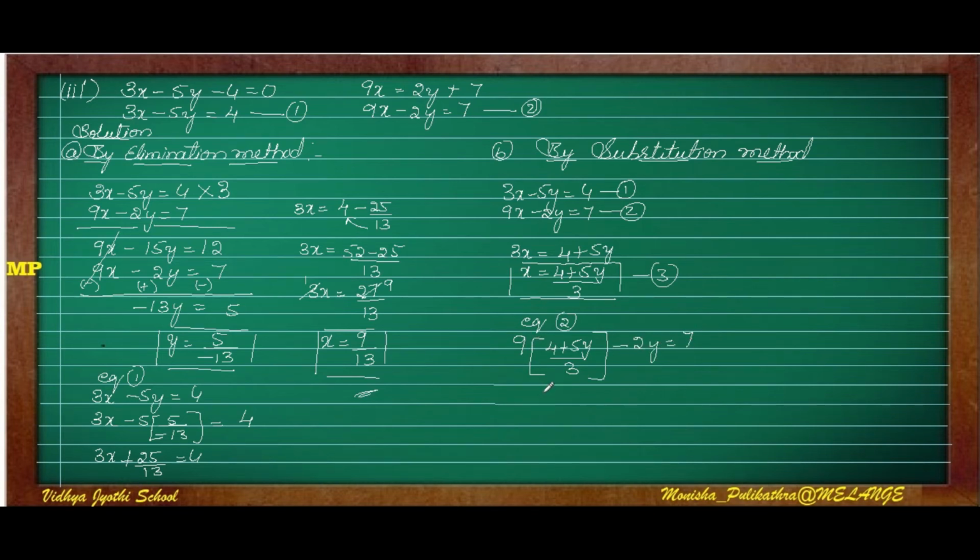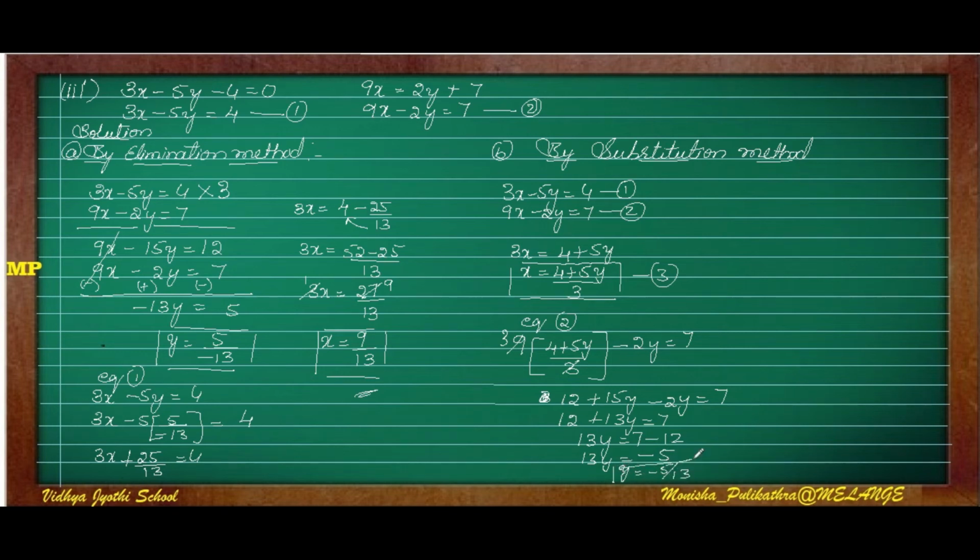So 9 4s are... if it is divisible then we can divide it. That is 3 3s are 9. So 3 4s are 12 plus 3 5s are 15y minus 2y is equal to 7. So 12, 15 minus 2 is 13y is equal to 7. So 13y is equal to... I will be shifting this 12 this side, so it will become minus 12. 13y is equal to minus 5. So the value of y is minus 5 by 13.